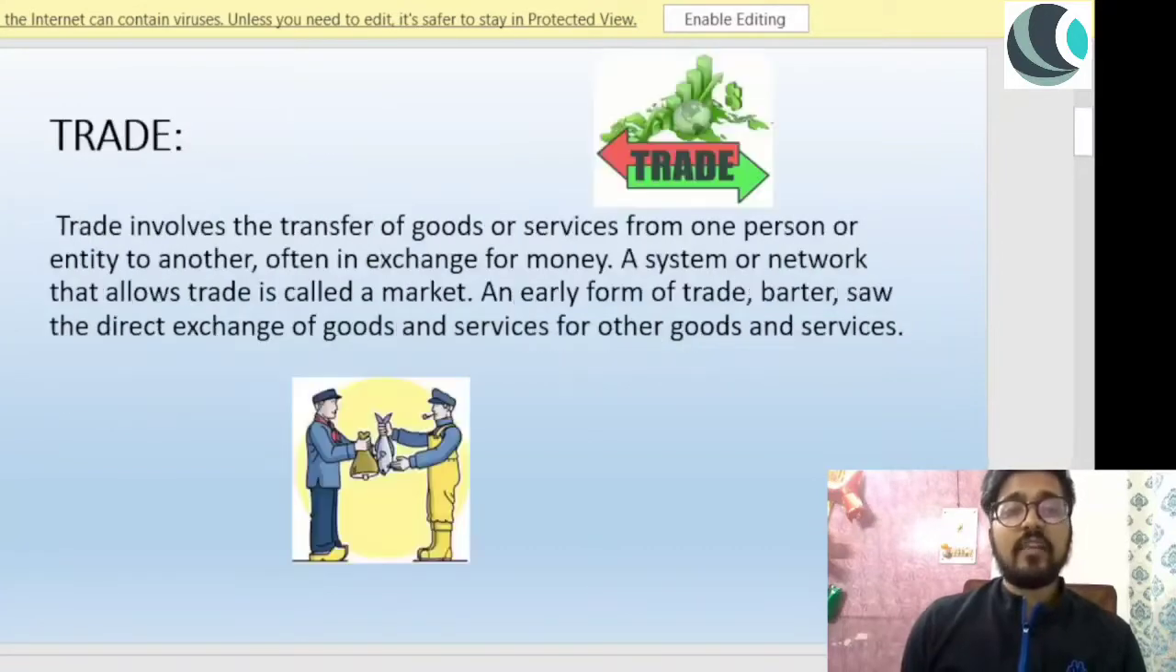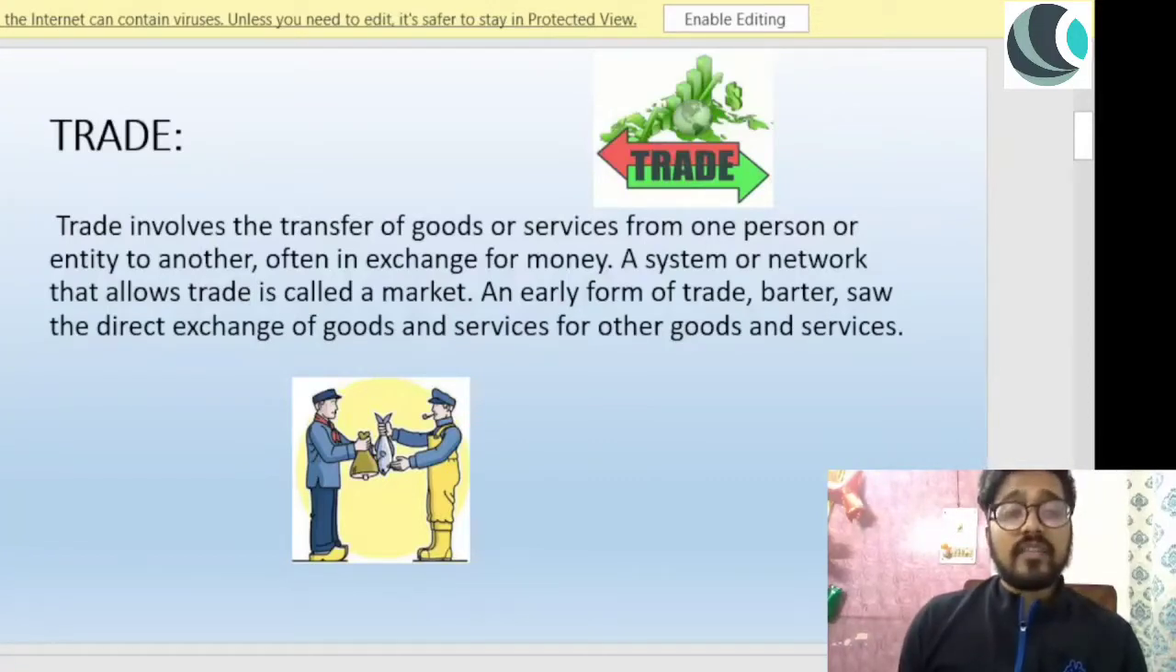The next thing to discuss is what is trade. It's very important to know what trade means, right? So trade involves the transfer of goods or services from one person or entity, to emphasize on entity, right, to another. So it covers all businesses, companies, everything is covered in the entity region, from one person or entity to another, often in exchange for money. So you exchange goods or services and receive money in exchange, right?